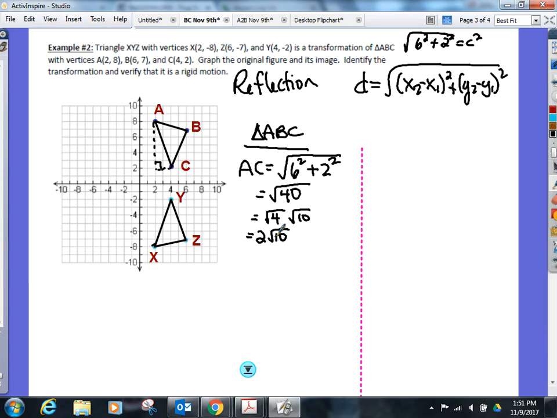Next side you want to do? AB. Up and over how many? Up 1, over 4. This ends up being the square root of 17. Can we do anything with that? You let me know when you get a perfect square that goes into it. I'll just continue doing the problem. CB.